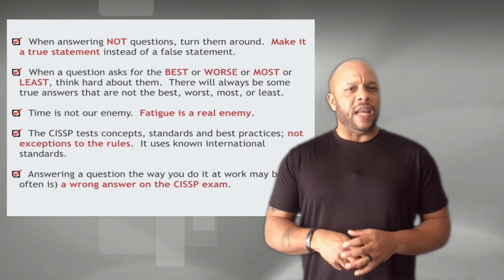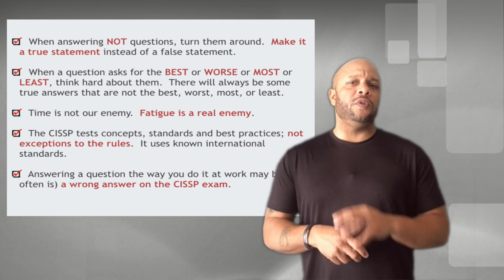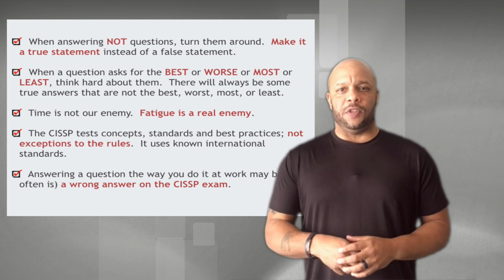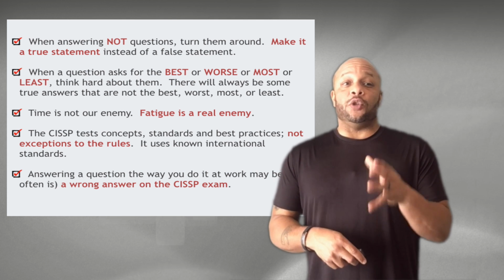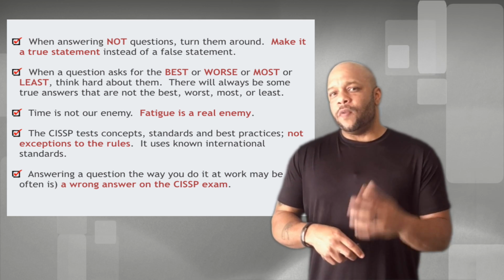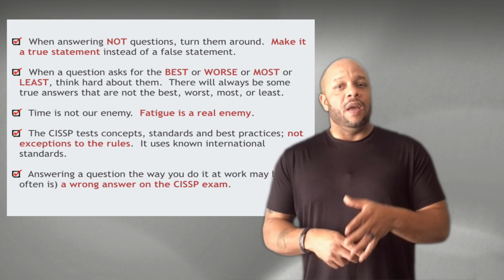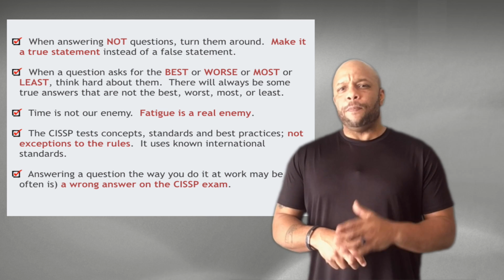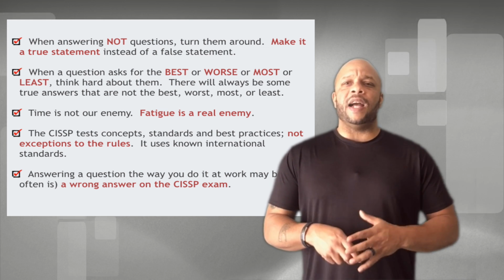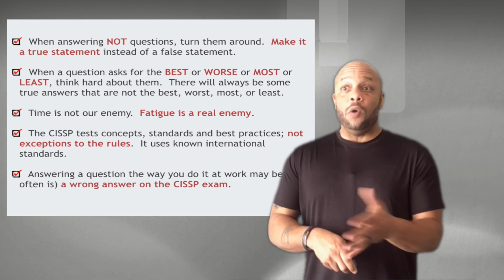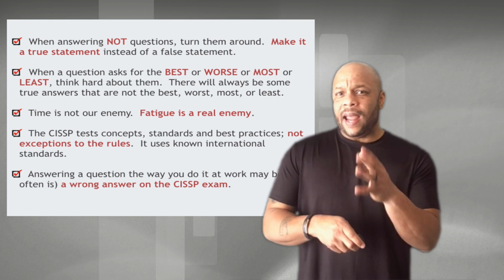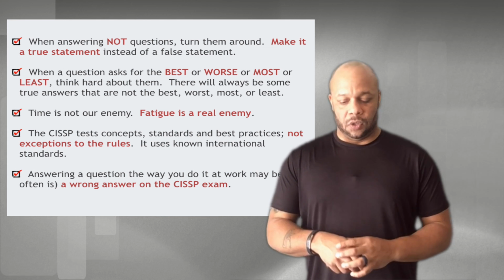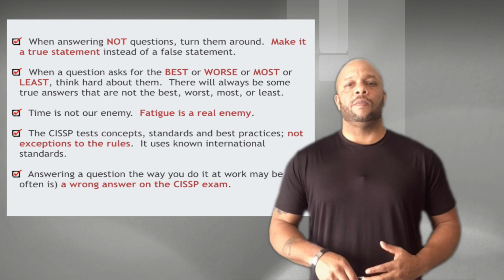When answering negative statements, turn it around. Make it a true statement or make it a positive statement. The human brain doesn't process negative statements very well. So when you see a "which answer is not" type of question, turn it around and say, well, which answer is? Then when you find your odd man out, you found the correct answer. That brings us to a tricky one. When a question asks for best or worst or most or least, remember there can be more than one possible answer, but there's only going to be one best answer or one most answer.